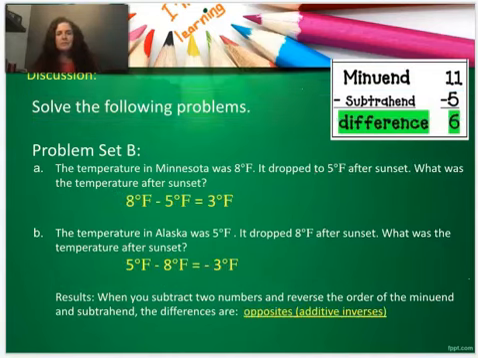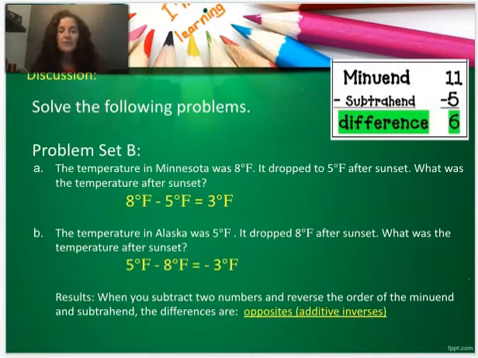So here's the number sentences I wrote down. 8 degrees Fahrenheit minus 5 degrees Fahrenheit equals 3 degrees Fahrenheit for part A. And for part B, 5 degrees Fahrenheit minus 8 degrees Fahrenheit equals negative 3 degrees Fahrenheit. So that's an interesting thing because we changed the order of the numbers. This time they're not called addends because we're in subtraction. They're called the minuend and subtrahend. And we should have noticed that the differences are not equal anymore. They're actually opposites of each other, or what we would call additive inverses.